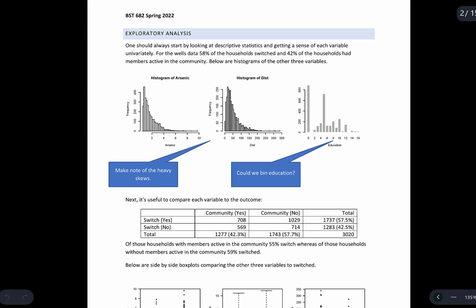So we're going to start out with an exploratory analysis, and this is generally a good first step when it comes to any model building. Whether you're working with GLMs or a different type of model, you pretty much always want to do an exploratory analysis to make sure that you understand the variables that you have. For the wells data, in an exploratory analysis, we find that about 58% of the households switched and 42% of the households had members active in the community. And below are histograms of the other three variables.